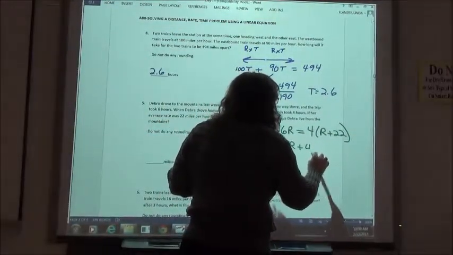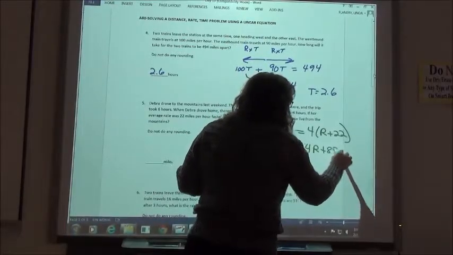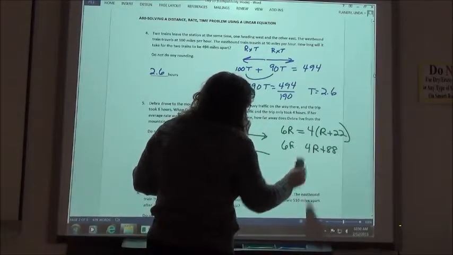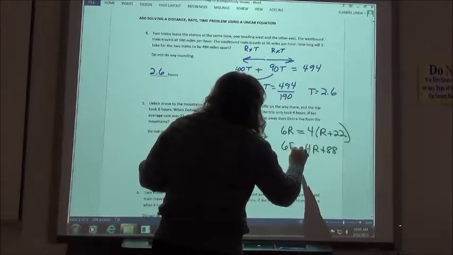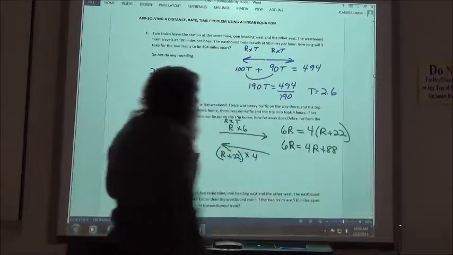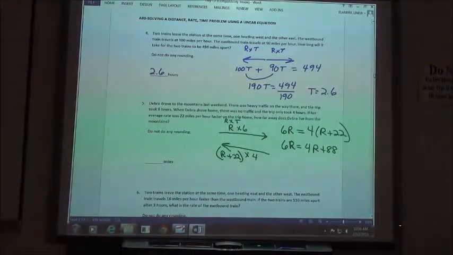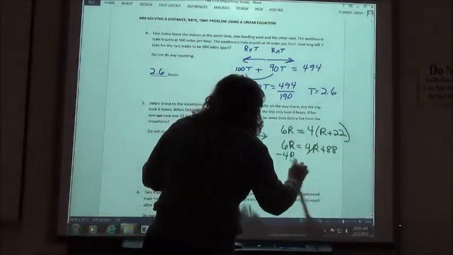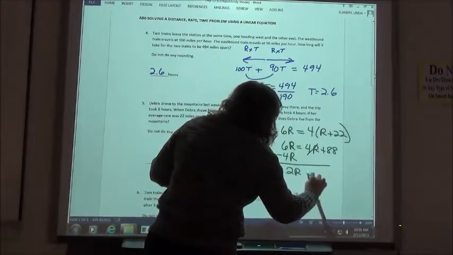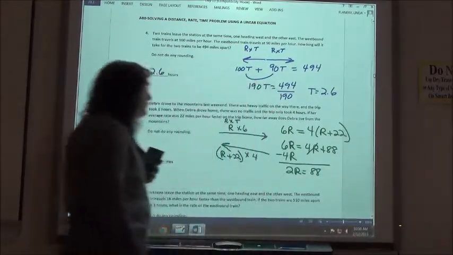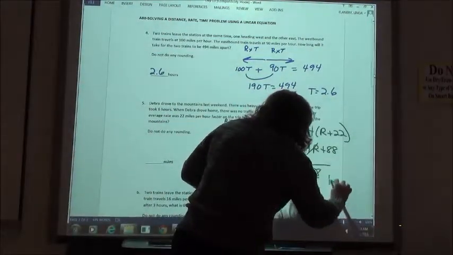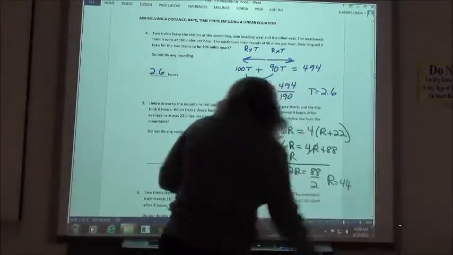6r equals 4r plus 88, using my distributive property. Solving that for r, I need to move my r to the other side. I'm going to subtract that 4r. So 2r is going to equal 88. Then, of course, I'm going to divide by 2. r equals 44.